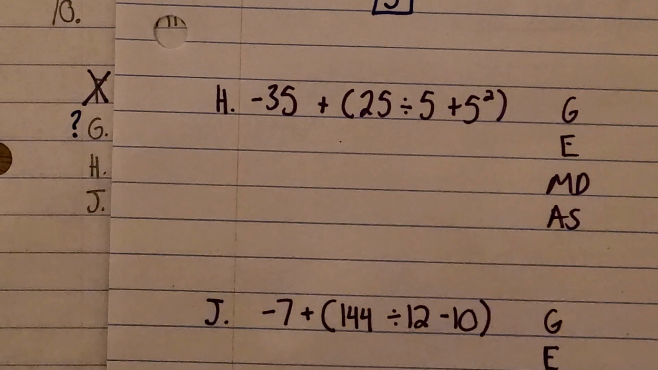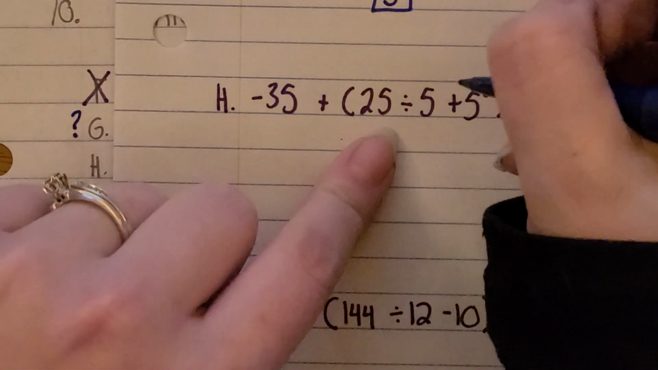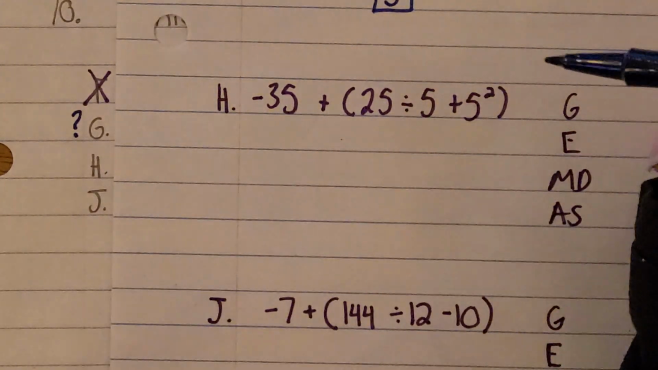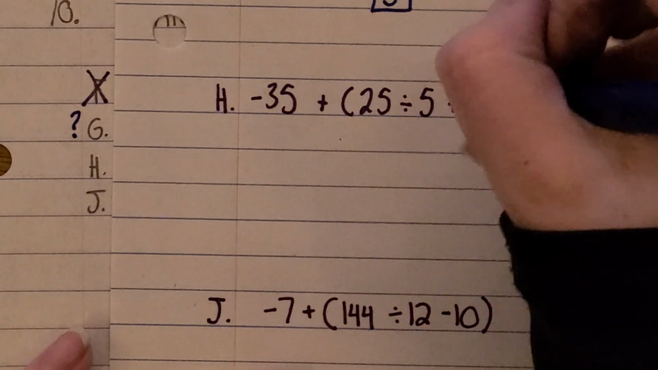we're going to do GEMDAS still. Okay, our group is 25 divided by 5 plus 5 squared. We have division, addition, and exponents. Using GEMDAS, the first thing that we need to tackle are exponents.